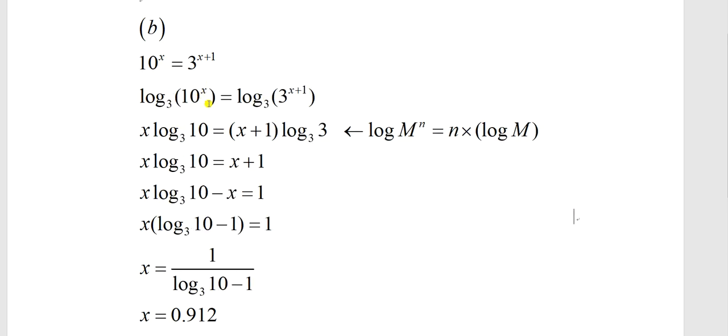Here you can see that if we take log base 3, you can get the same result. But in here, the left hand side will be x times log 10 base 3. Right hand side will be x plus 1 because log 3 base 3 equals 1. Again, you move all terms with x to the left hand side. Right hand side will remain 1. So you take out common factor x and then divide this one to the other side. You get the same answer for part B.